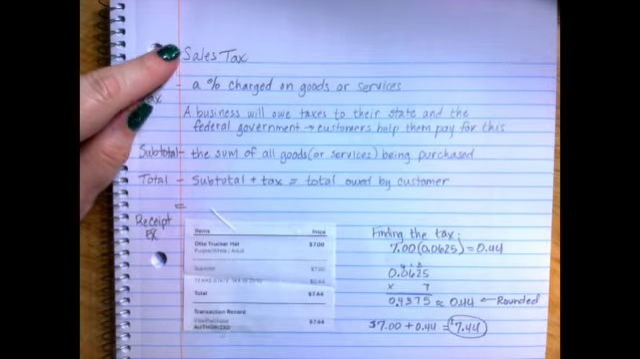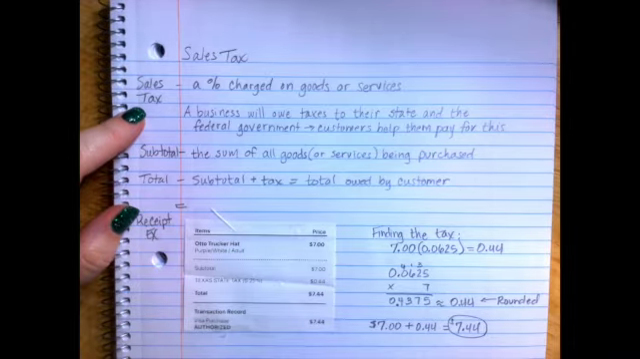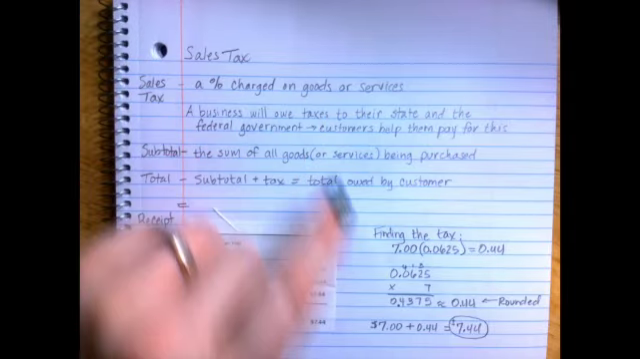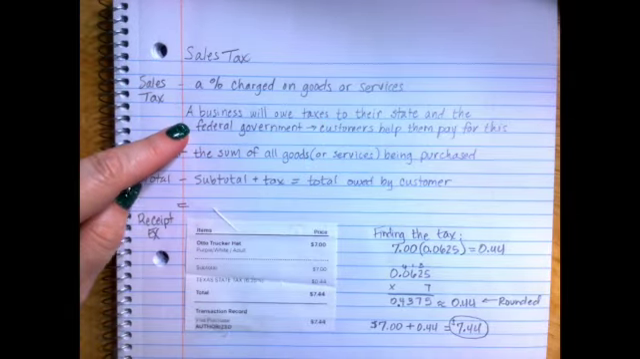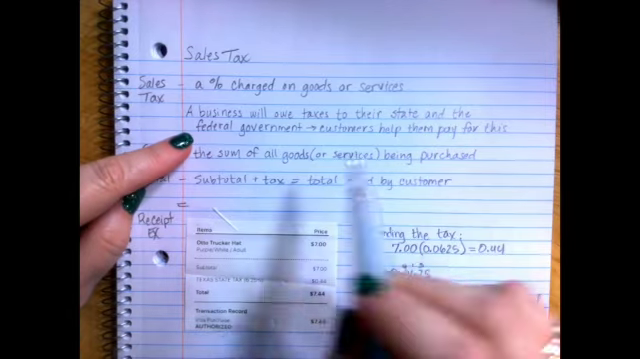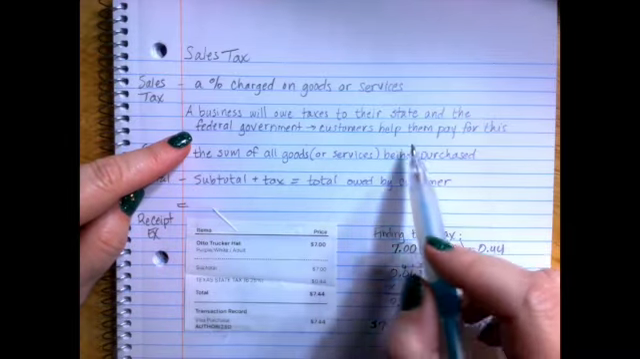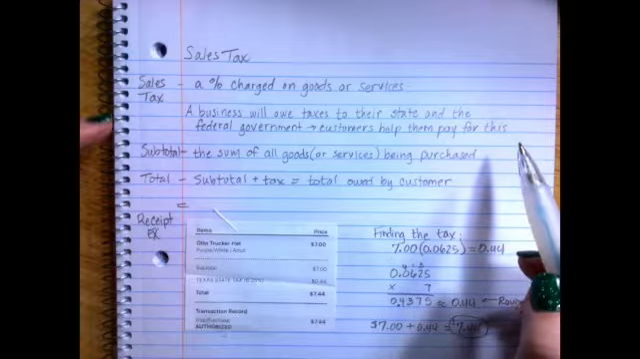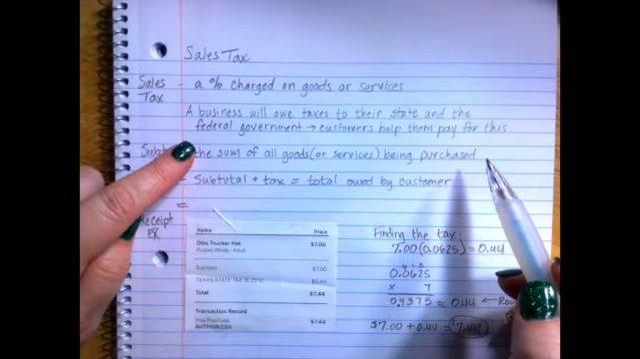All right, this tutorial is about sales tax. Now, the definition of sales tax is a percent charged on goods or services. All right, a business will owe taxes to their state and to the federal government, so customers help them pay for this. So whatever you purchase is going to be taxed so that they don't get in trouble.